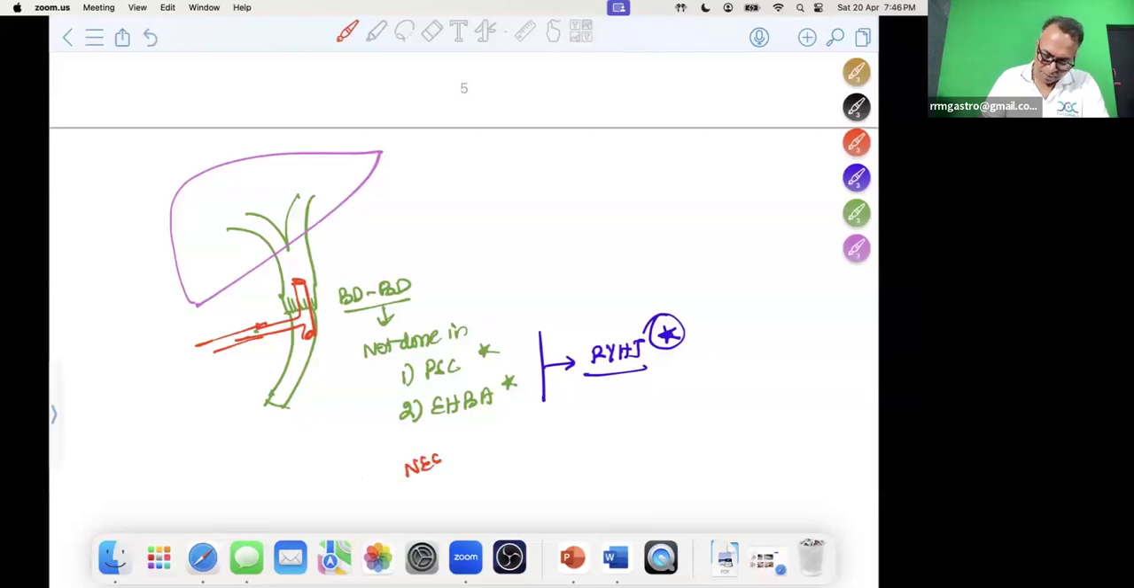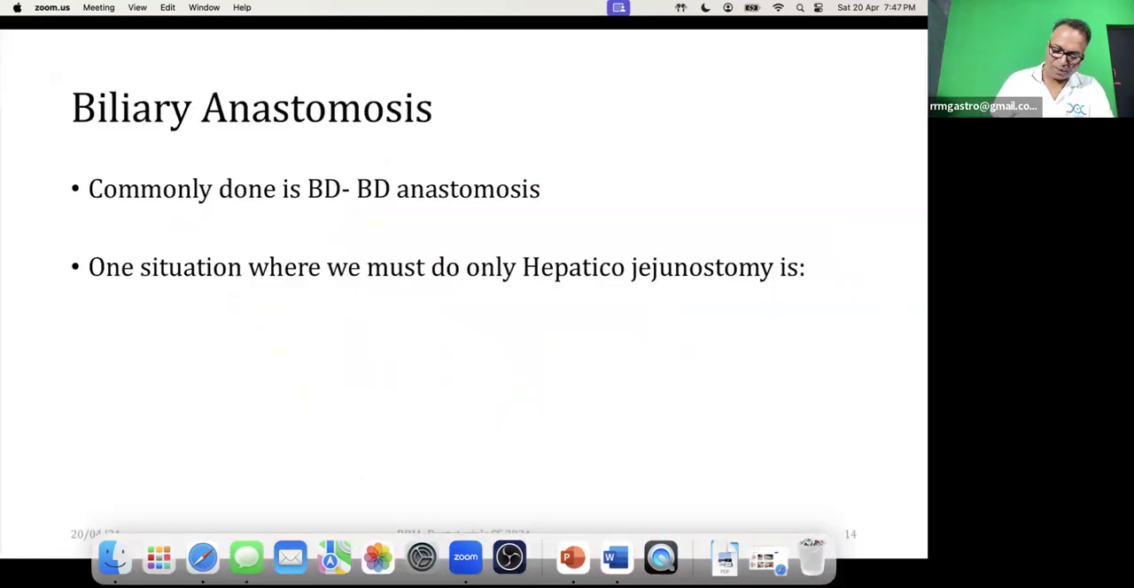It is a NEET SS 2020 MCQ. It was asked in the exam 3-4 years back. So please don't forget, it is a NEET SS exam question. Bile duct to bile duct anastomosis is contraindicated in the following. It is not done in PSC and extrahepatic biliary atresia. Don't forget this common MCQ for your exam.